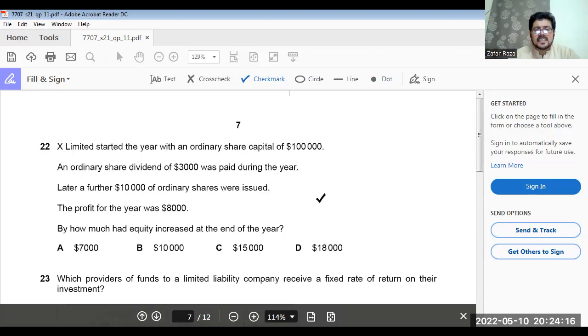X Limited started the year with an ordinary share capital of 100,000. An ordinary share dividend of 3,000 was paid during the year. Later, a further $10,000 of ordinary shares was issued. The profit for the year was 8,000. How much did equity increase by at the end of the year? 115,000, or it means 15,000. C option should be the answer.